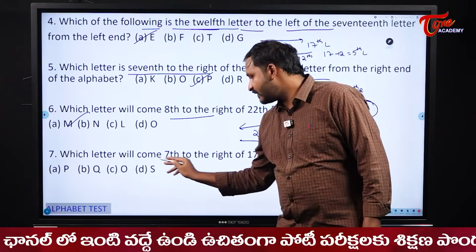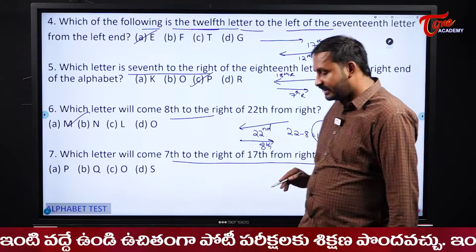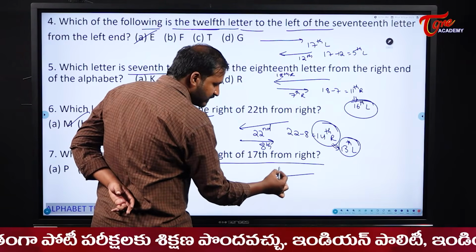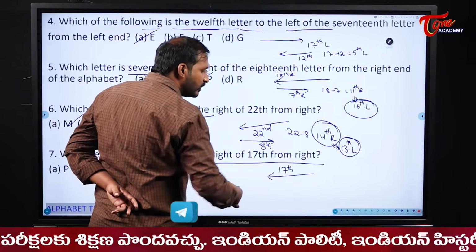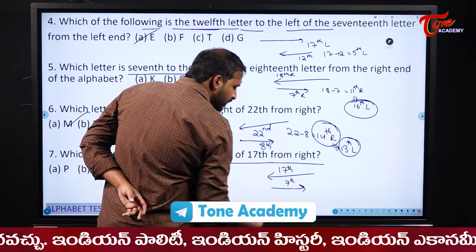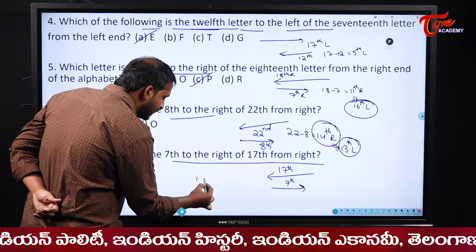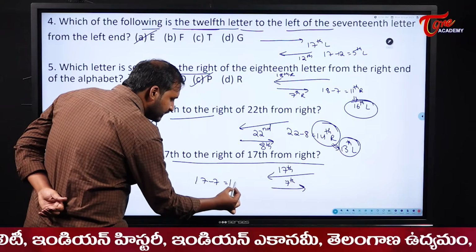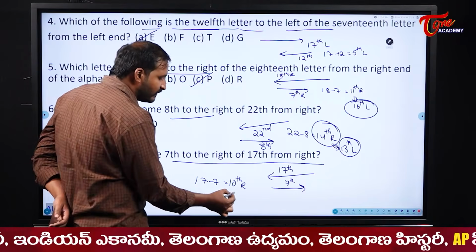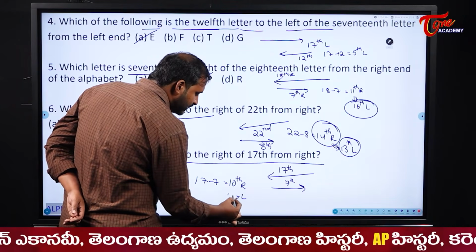Next one. Which letter will come 7th to the right of 17th from right? 17th from right means you will see in this direction. From the right I am drawing the arrow mark to its 7th right. That means once again here. That means what? Subtraction. So 17 minus 7, what it becomes? 10th, and 10th from what? Right. So 10th from right means from left it will become what? It will become 17th from left.